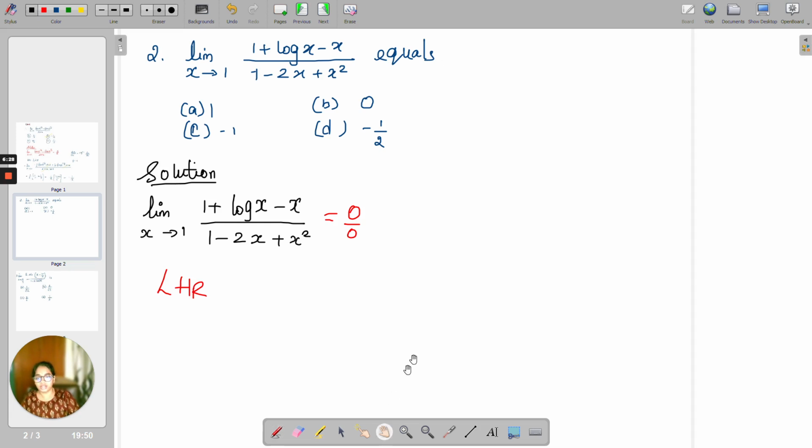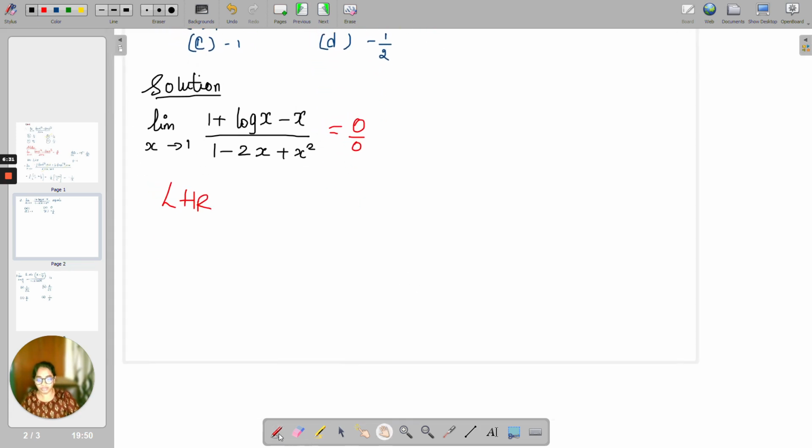So I would have to differentiate. Can you recall what is the differentiation of x power n with respect to x? It was n x power n minus 1. What is the differentiation of log x?